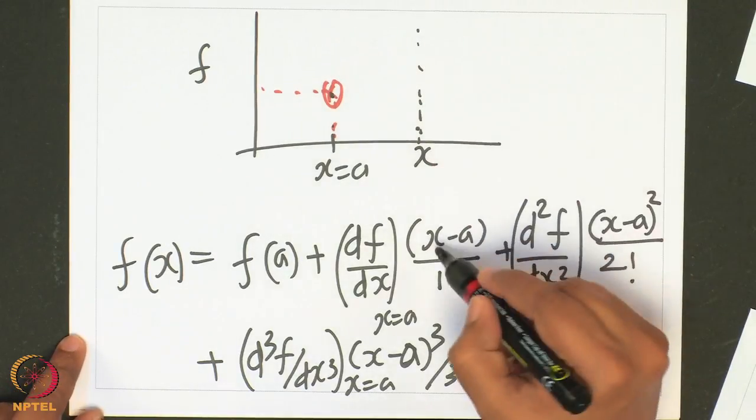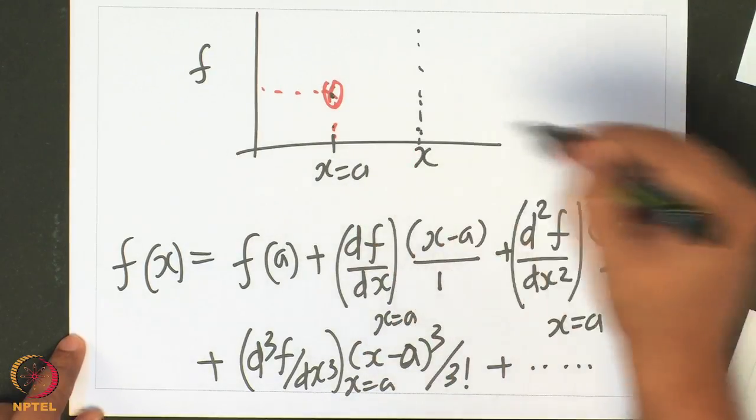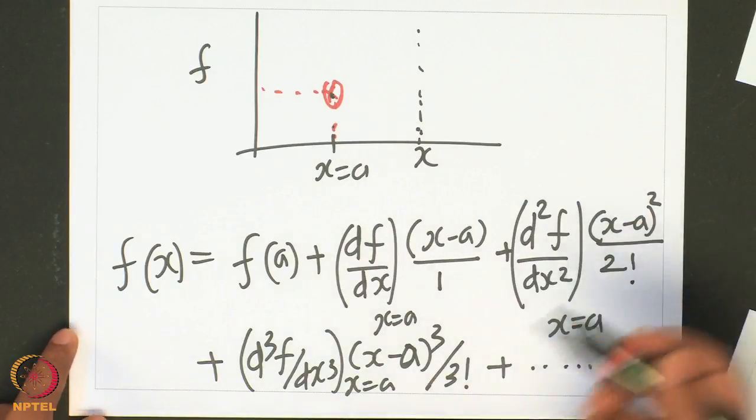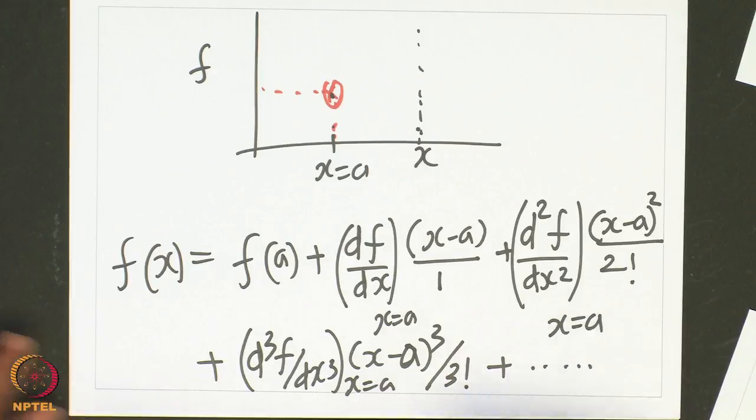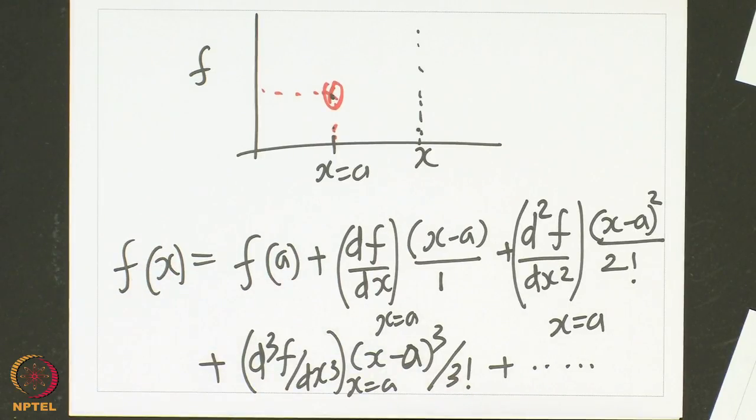Sometimes x minus a could be negative, then this will be a minus, and so on and so forth. The first derivative could be negative, the second derivative could be whatever the value is, appropriately. So depending on all that, you would get this answer. But this is a formula that can be used to know the function if I know the function at a.